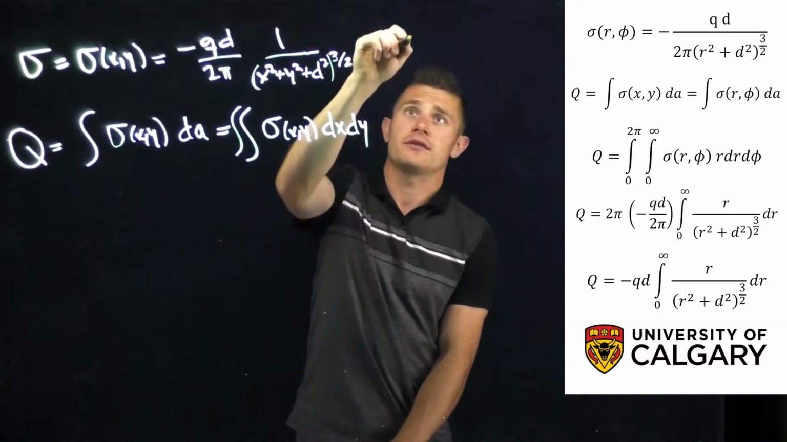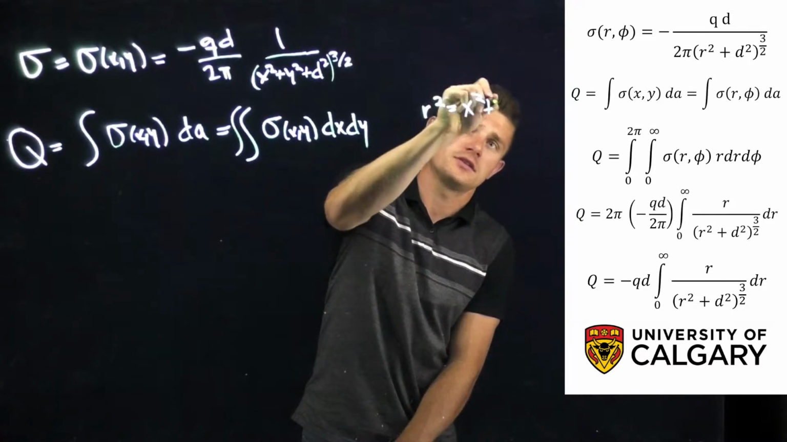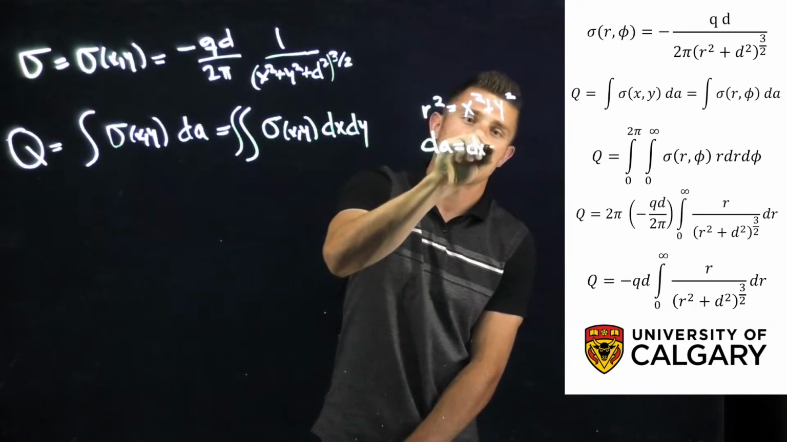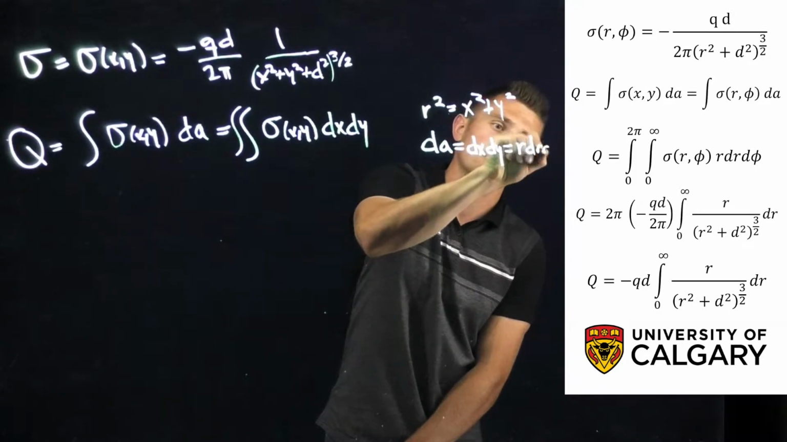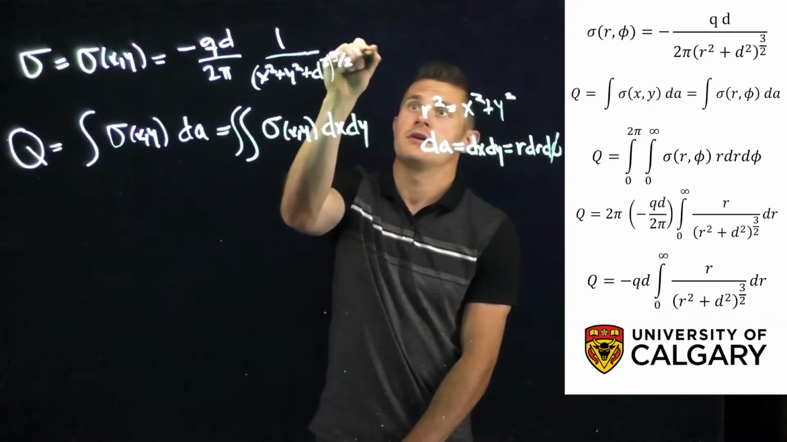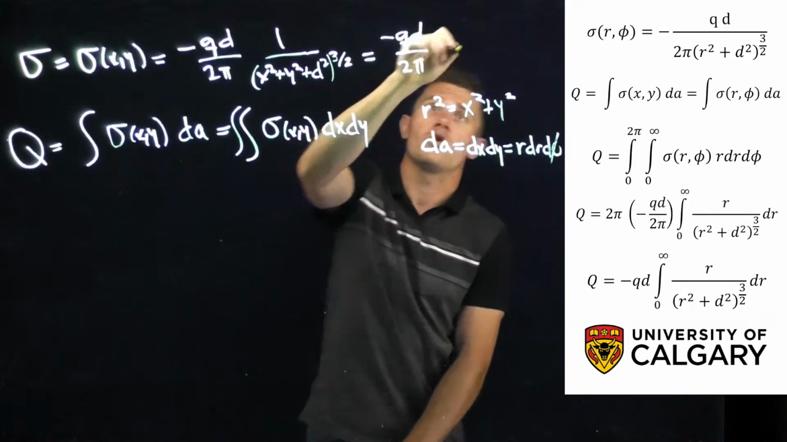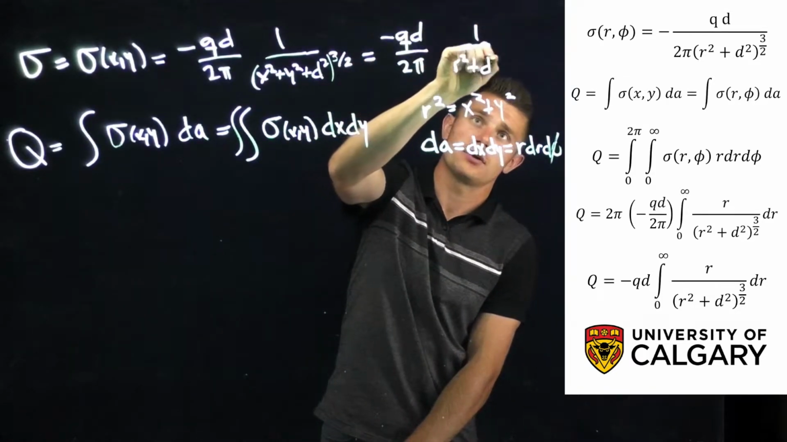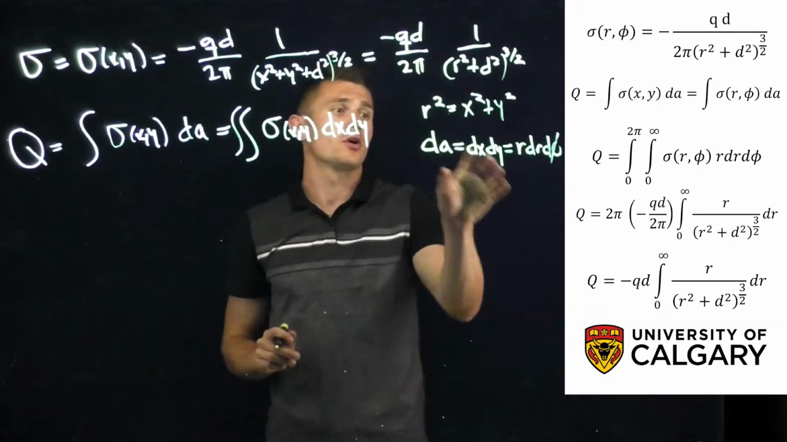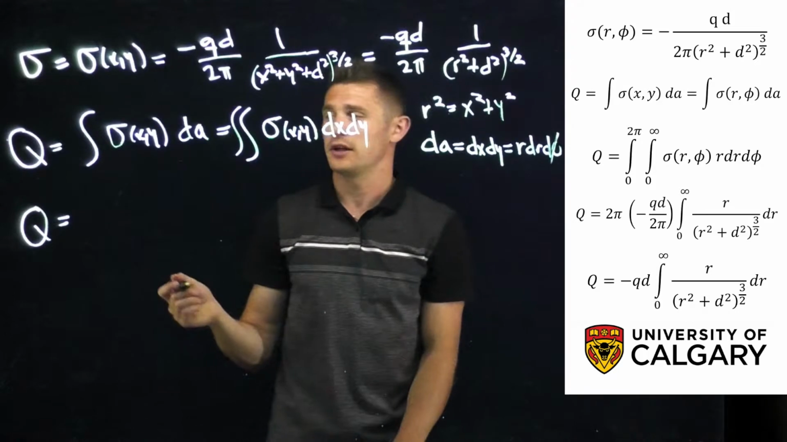So instead, we can rewrite this in terms of polar coordinates, where we make the standard substitution r squared equals x squared plus y squared, and rewrite our area element dA, which is dx dy, as r dr d phi. If we make this substitution, the integral will be easier to do. This means that our function becomes minus qd over 2 pi, 1 over r squared plus d squared to the power of 3/2. We want to integrate this function over this area element, and that will give us our total induced surface charge on this infinite conducting plane.